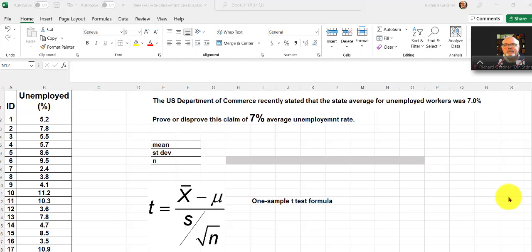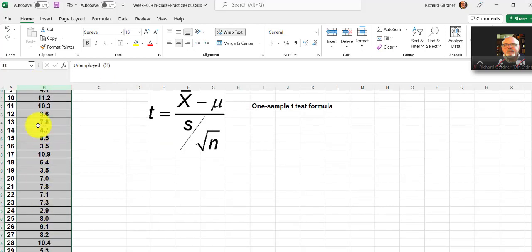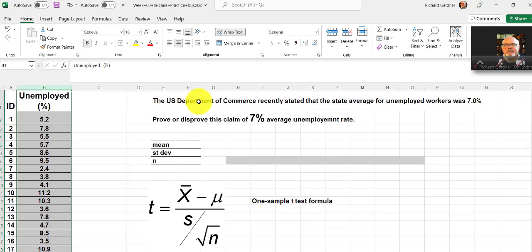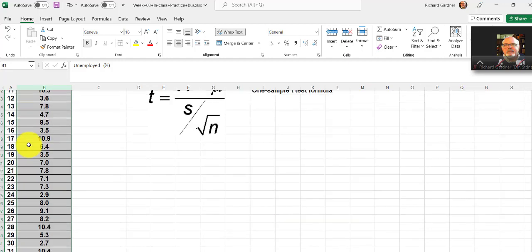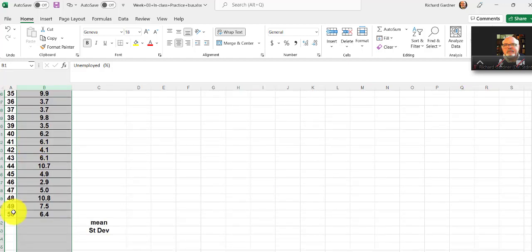All right, this is one of the t-tests. You got to know which kind of t-test. And because the word claim is in there, that means it's a one sample t-test. In fact, we only got one sample, right? Boom, that's the sample. The Department of Commerce from the U.S. is claiming, there's that word claim again, that 7% is the unemployment state average. So these are all the states, all 50 states that your sample size is in.